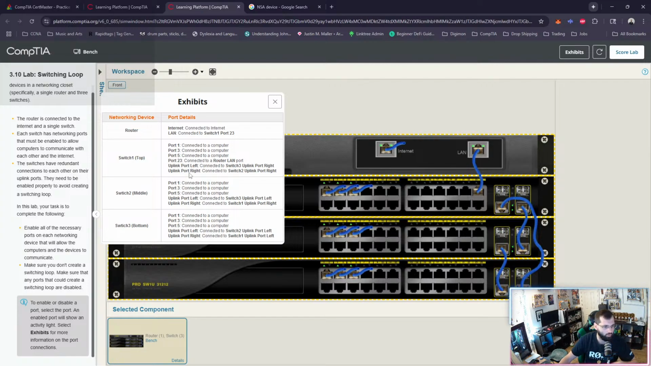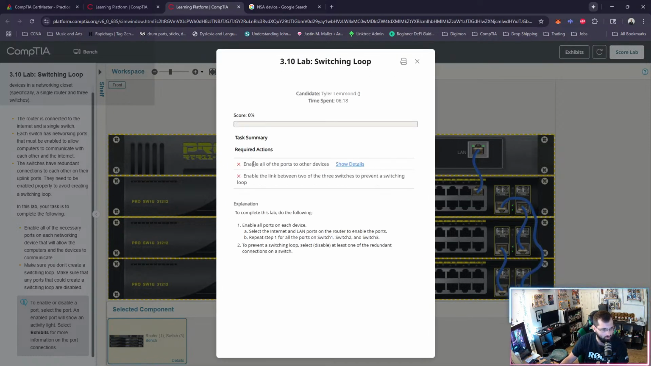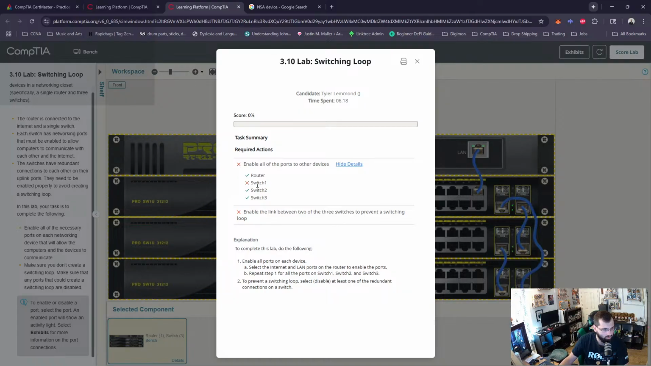Okay, I think the only way I'm going to know this is to get it wrong and for it to tell me. Enable all the ports on the devices. What? I missed a port? Oh, I forgot to turn that one on. Enable the link between 2 of the 3 switches to prevent switch looping. So does that mean in order to prevent switch looping, I literally just decide which ones I turn on and which one I turn off? Like there's no method to the madness. There's no, well, it's better to have the connection between 1 and 3 off.